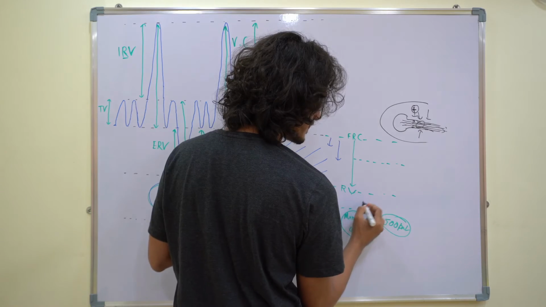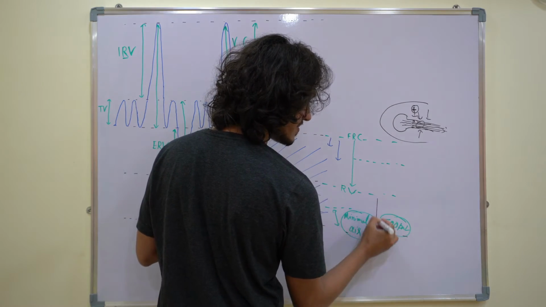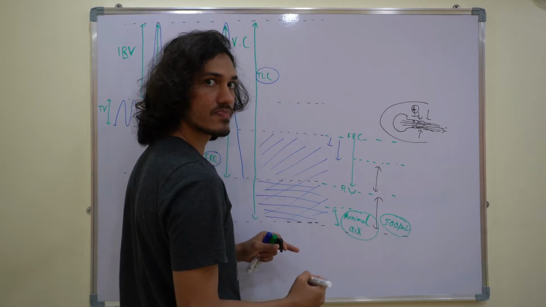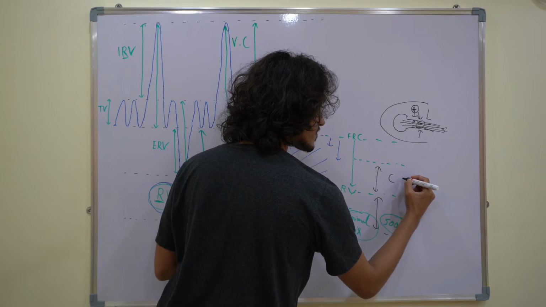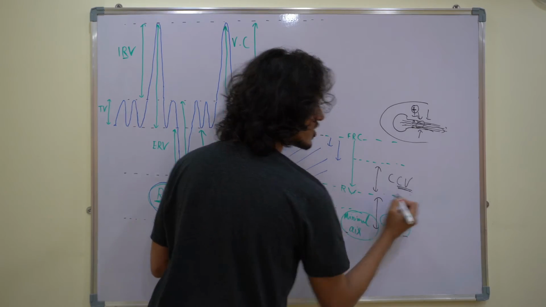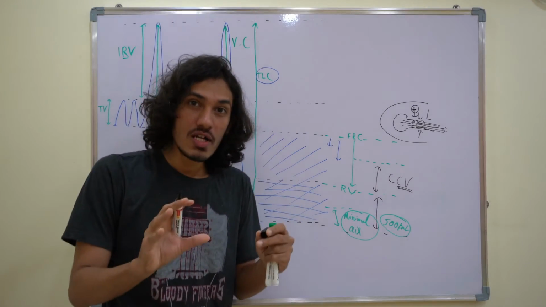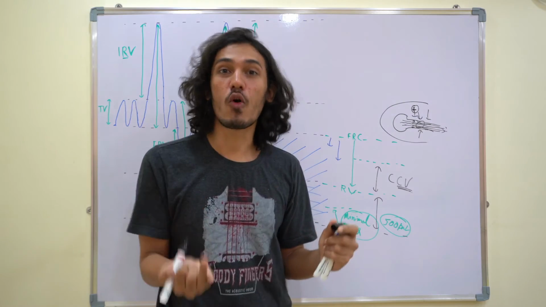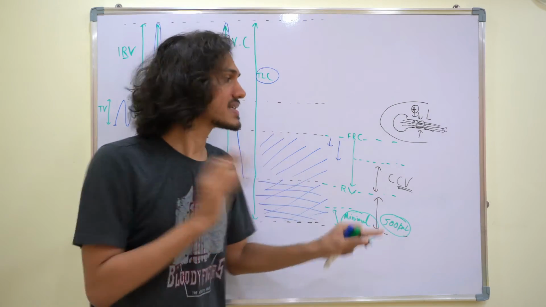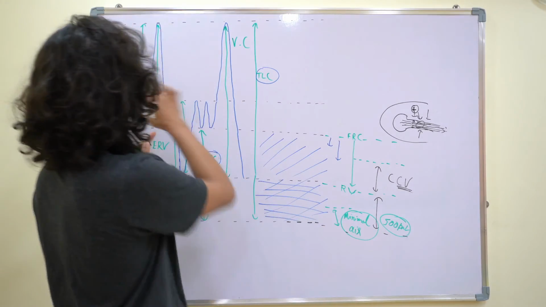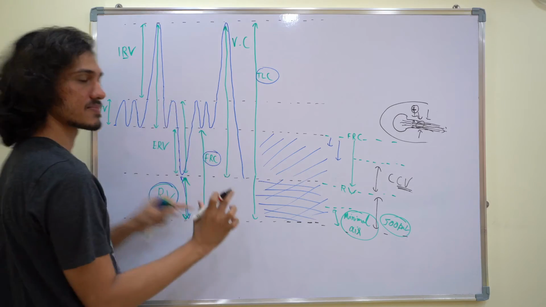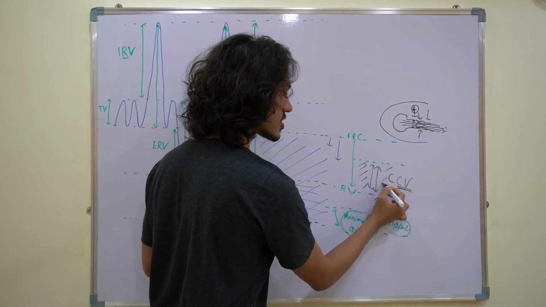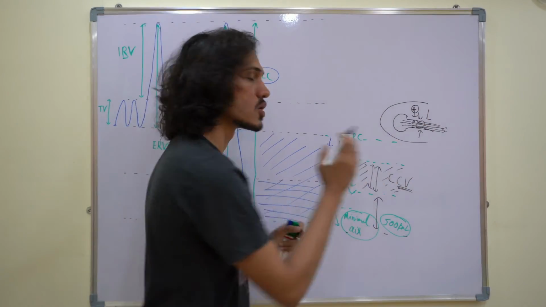So this volume is the residual volume. At some volume above the residual volume, that is your critical closing volume. This is the closing volume. Students have a confusion between critical closing capacity and critical closing volume. They always get confused, so this is one easy way to remember it. Whenever I talk about residual volume, reserve volume, it's all volumes. So the volume above the residual volume at which it starts closing in dependent areas, that is your closing volume.